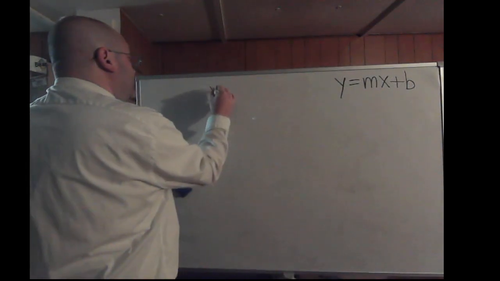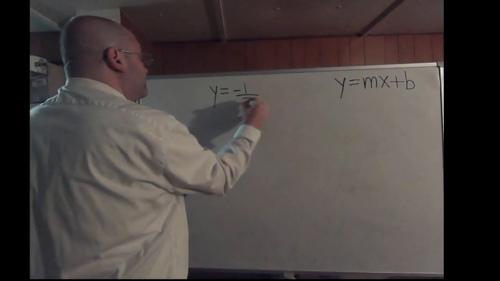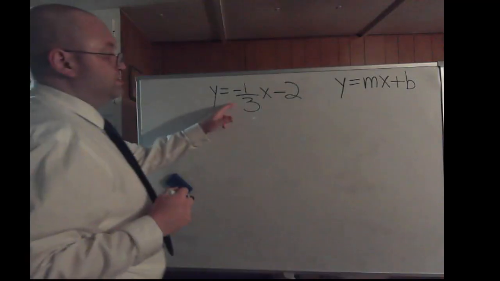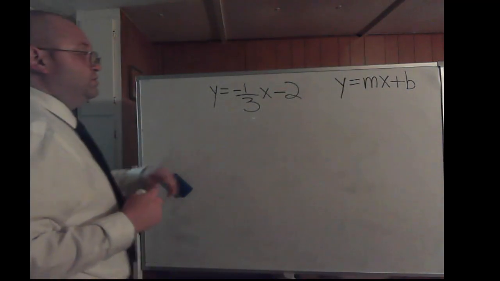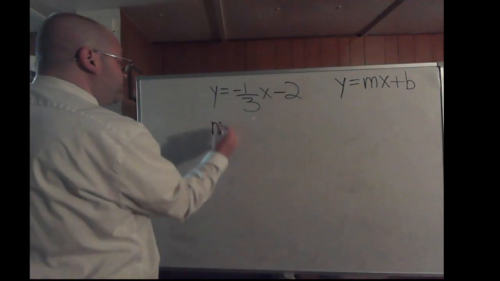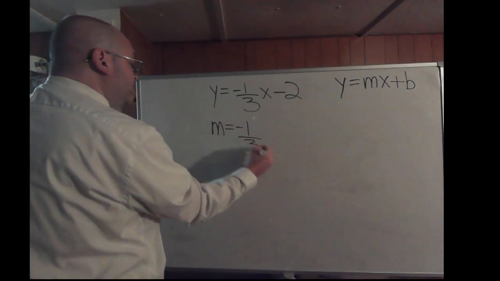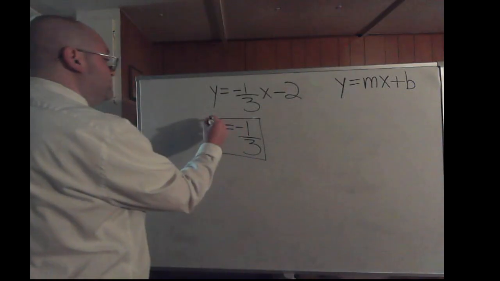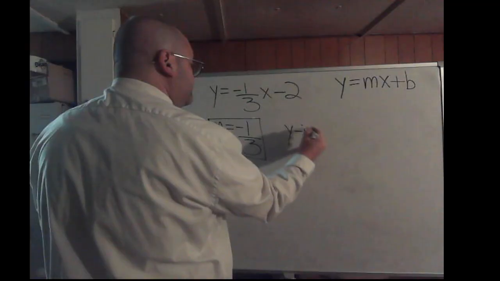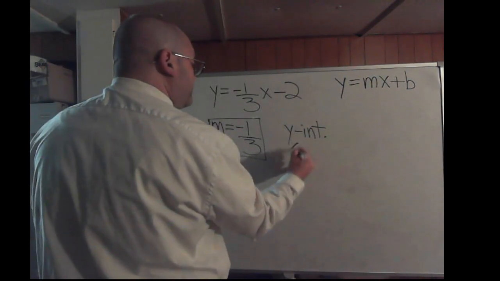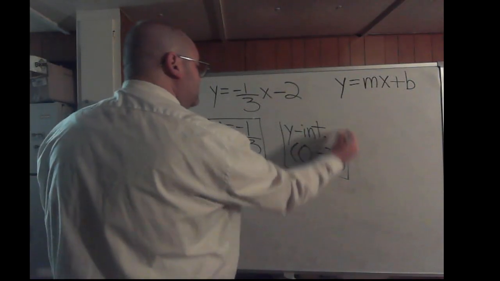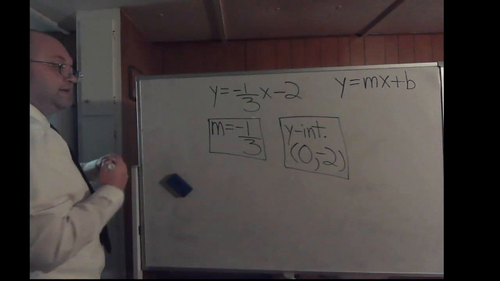Alright, let's see. y equals negative 1/3 x minus 2. So we have y equals negative 1/3 x minus 2. Well, the coefficient on your x term is negative 1/3, so therefore your slope would be negative 1/3. Now the constant term is negative 2, so your y-intercept will occur at negative 2. So therefore your y-intercept has a coordinate of 0, negative 2. And that's how you would find it.